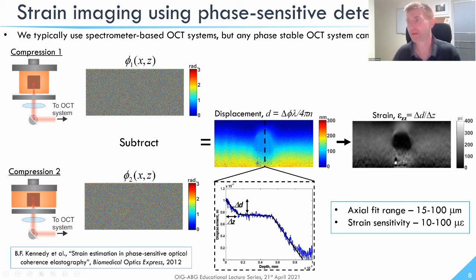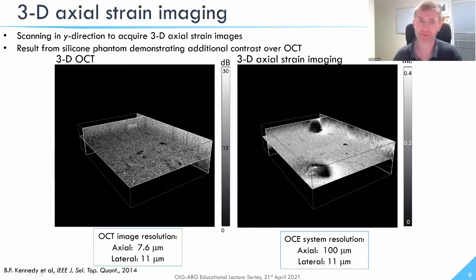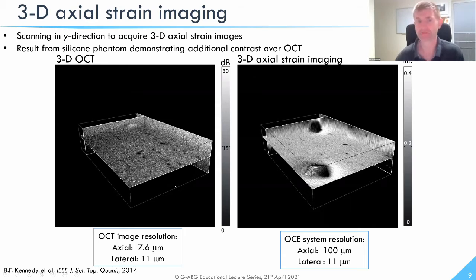So it's 3 spatial dimensions where we're mapping the axial strain at each pixel. This is a contrived phantom case, where early in the development of this, we felt it was important to demonstrate that we had some additional contrast over OCT. So we made this phantom where we matched quite closely the optical properties of the inclusion with the background material, and varied the mechanical properties, and you can pick out these inclusions quite nicely.